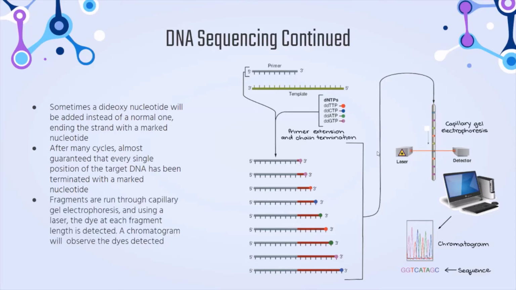Finally, the fragments are run through capillary gel electrophoresis, and using a laser, the dye at each fragment length is detected. And using a chromatogram, we will be able to observe the dyes detected. And using this chromatogram, we will be able to find a specific sequence of the DNA.